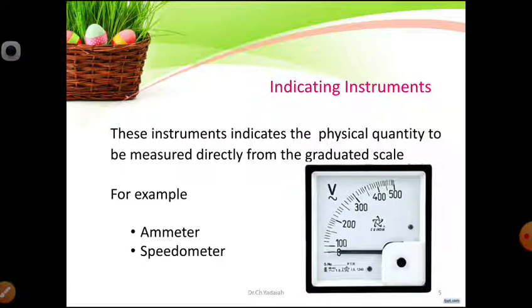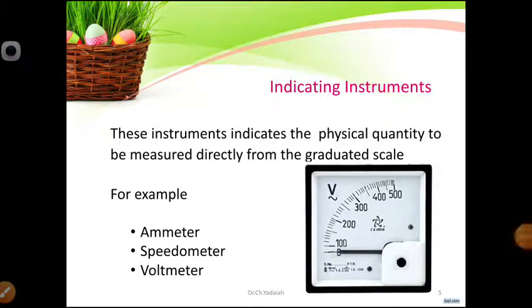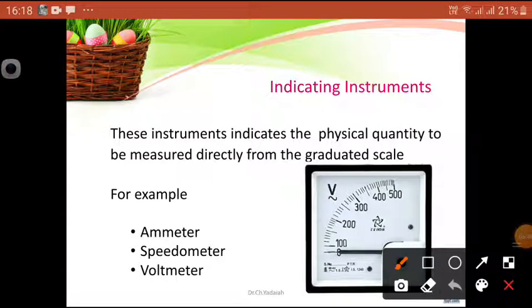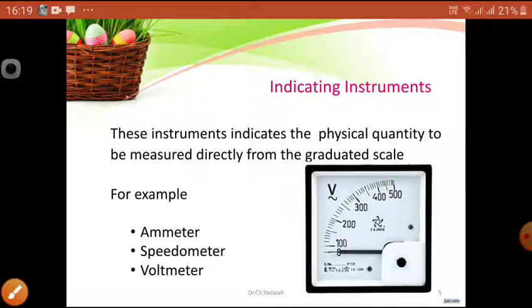Now, the speedometer is generally observed in vehicles, and the voltmeter, now we are going to see. This is the voltmeter, where it has a calibrated scale here, and this is the pointer. So this is the thing you have to remember.